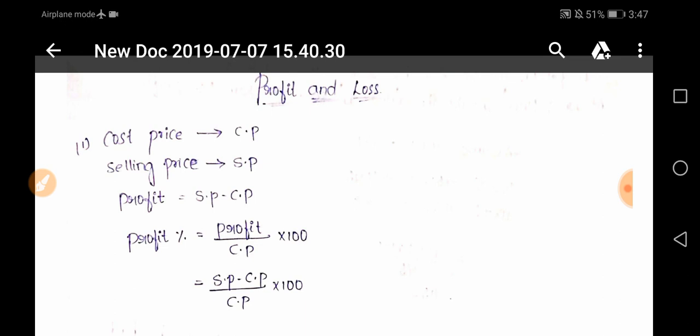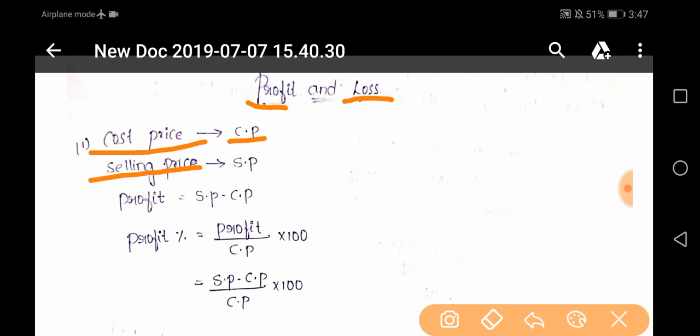So coming to profit and loss, here we have only two formulas to remember. I'll tell you how to solve the problems without the formula too. When coming to profit and loss, either we gain or we lose. Gaining and losing comes under cost price and selling price. So let us consider cost price as CP and selling price as SP.